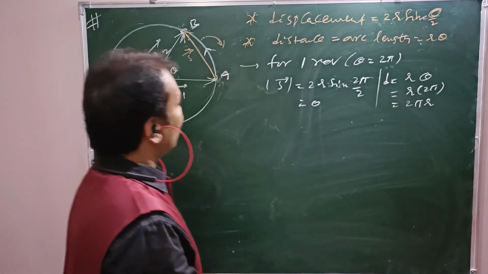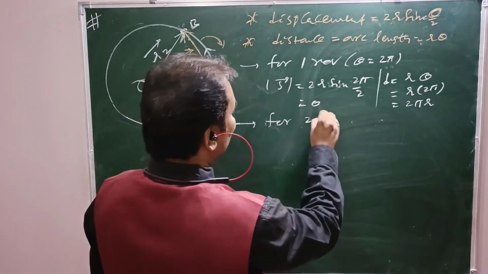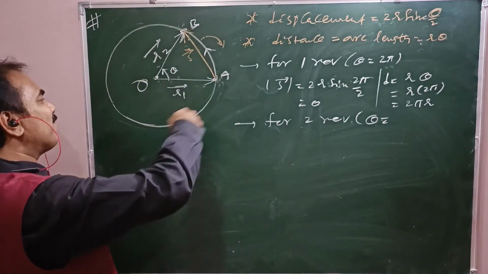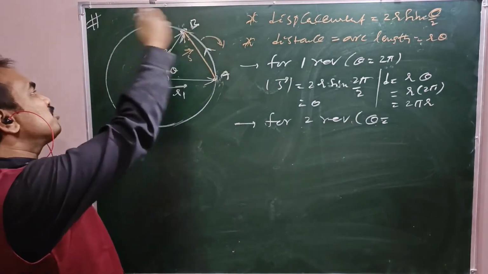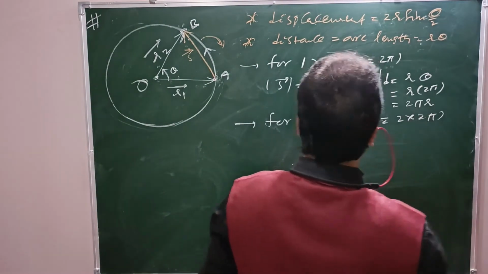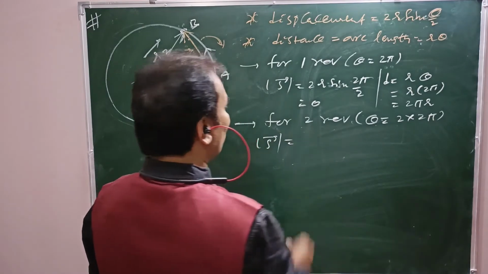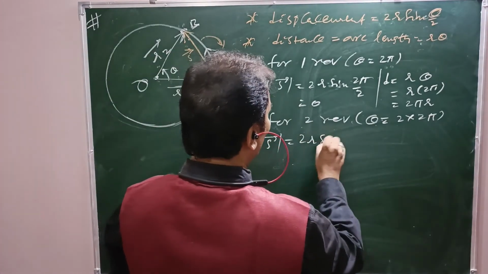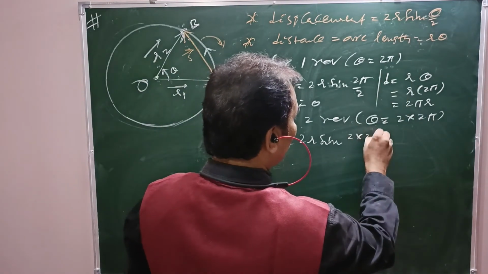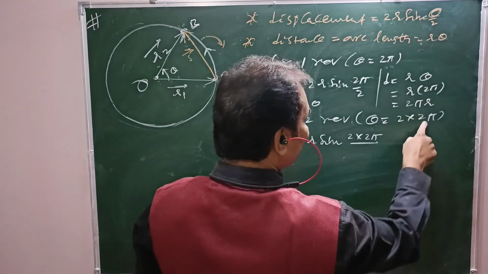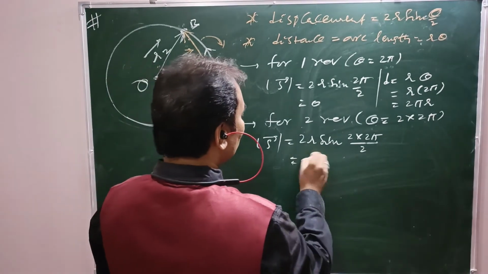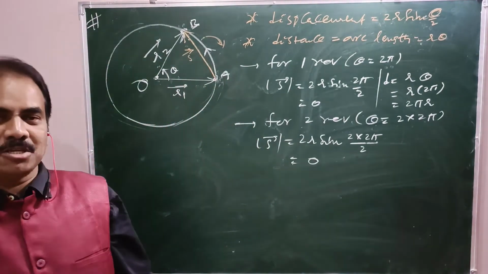Now for 2 revolutions. 2 revolutions means what is theta? For one complete revolution, the angle made by the radius vector is 2 pi. For 2 complete revolutions, 2 into 2 pi. Now displacement mod s bar equal to 2r sin theta by 2. What is theta? 2 into 2 pi, so theta by 2 is 2 into 2 pi by 2. The 2 cancels, giving sin 2 pi. Sin 2 pi is also 0. Means displacement covered is 0.